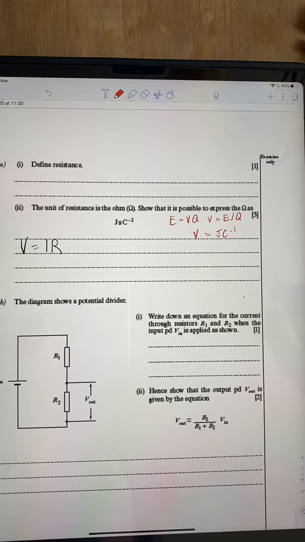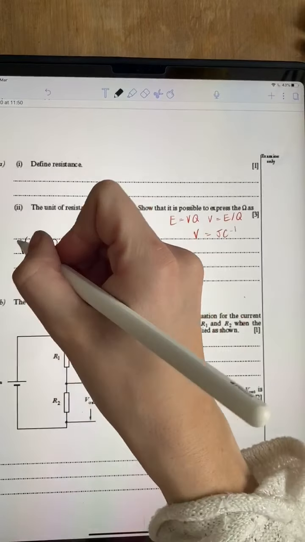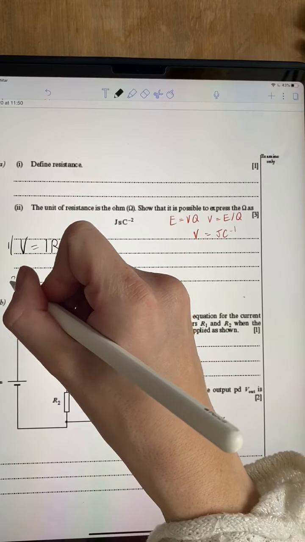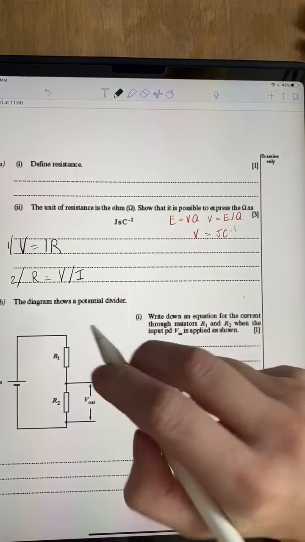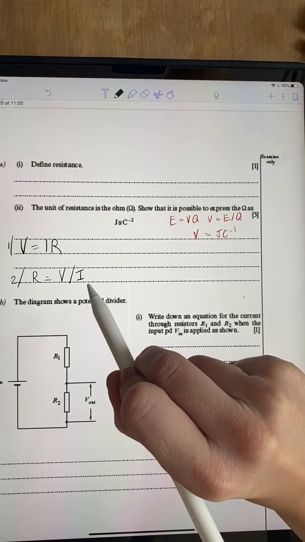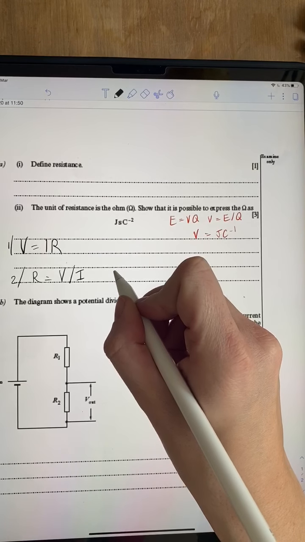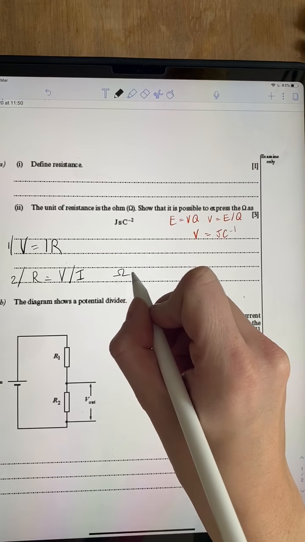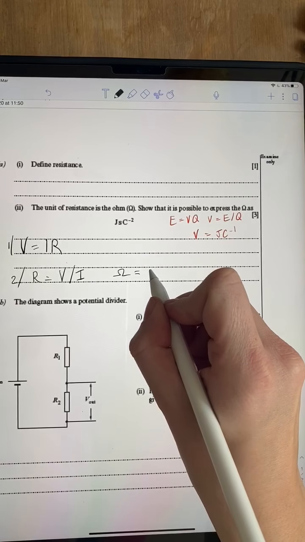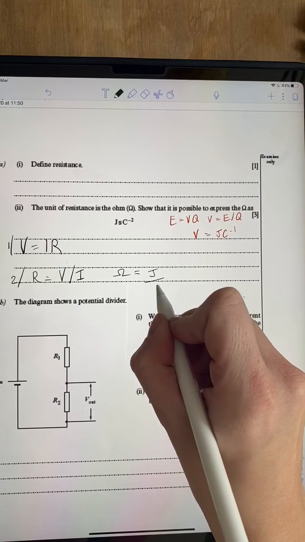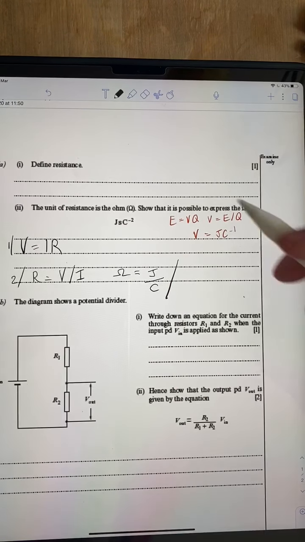Okay, so what I can now do is I can rearrange this. So I can say that R equals V over I, and then I can convert these into some different units. So if R equals V over I, then in terms of units, that means that ohms is equal to, V is going to be joules per coulomb, so actually joules over coulombs, and that will be over I.